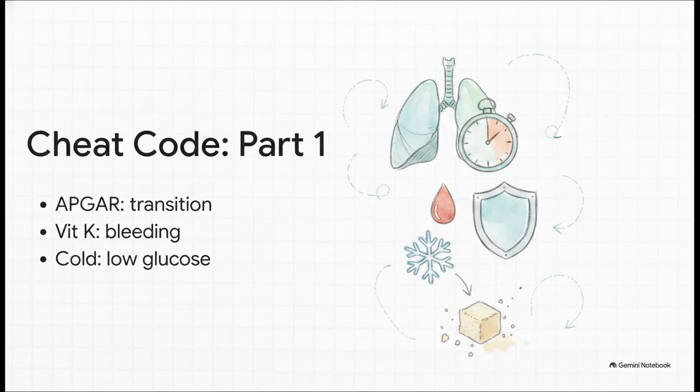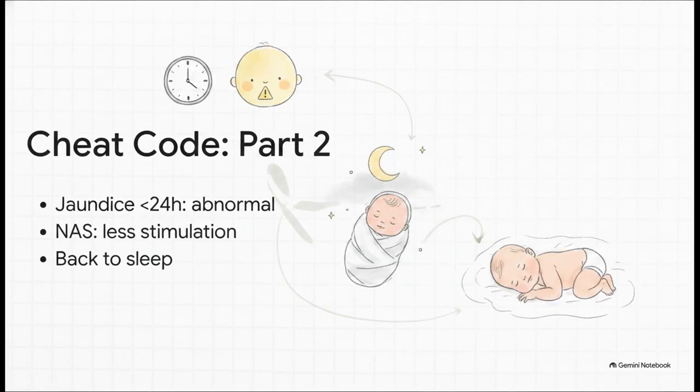And seriously, notice how frequently both LGA babies from diabetic moms and SGA babies who had poor growth trace right back to the exact same threat, hypoglycemia risk. It's all connected. Let's finish rounding out this cheat code. Remember, jaundice before 24 hours? Always, always abnormal. If a question asks about phototherapy, think about the why. The light actually alters the structure of the bilirubin so the baby can easily excrete it in their stool and urine.